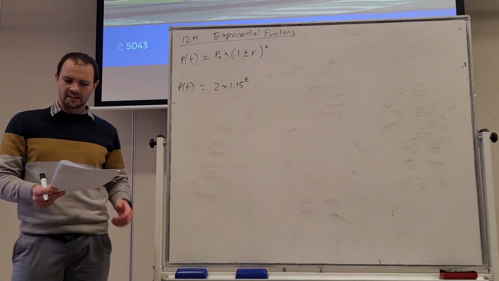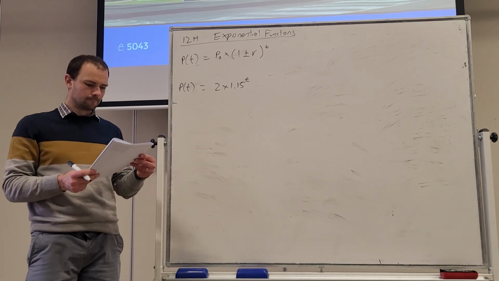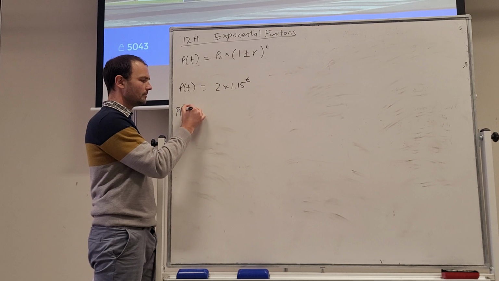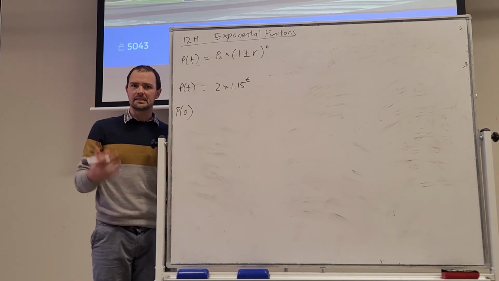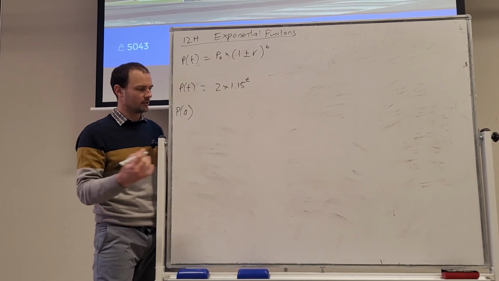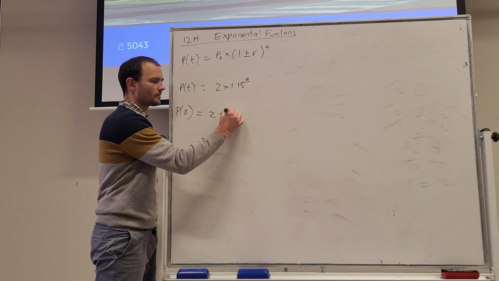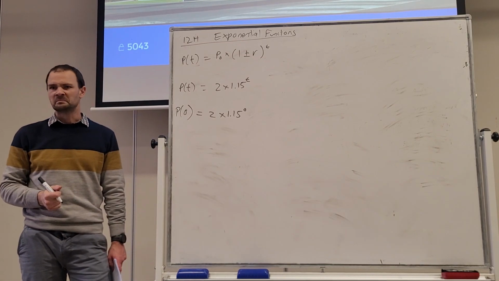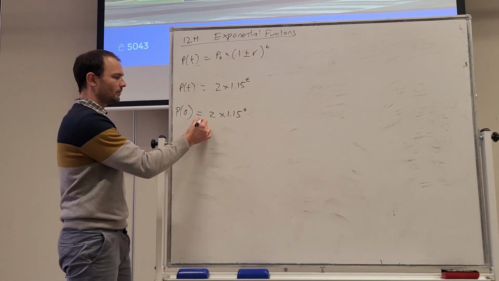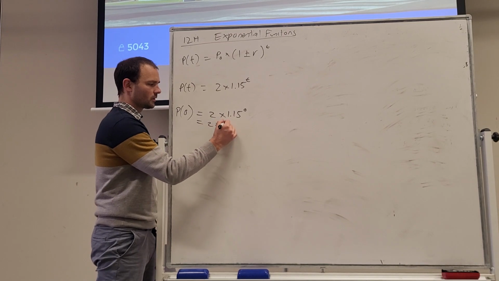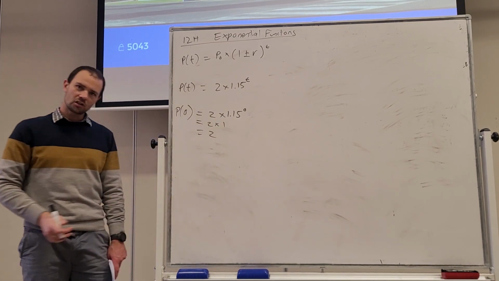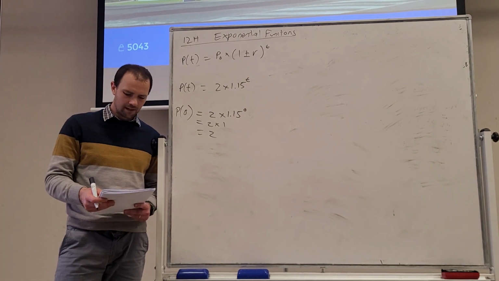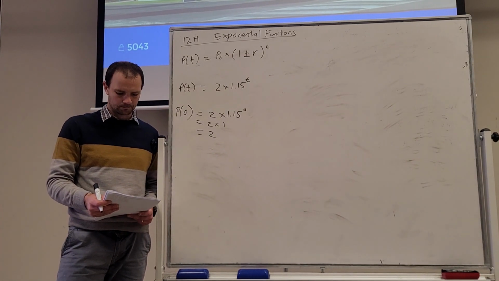Part A. What is the initial population of mice? If we want the initial population, we're asked, how many mice are there when time is 0? That's how many mice there are going to be initially, right? And so we have 2 times 1.15 to the power of 0, that's going to be 2 times 1, which is 2. Initially, in this zone that we're investigating or modelling, there are 2 mice.